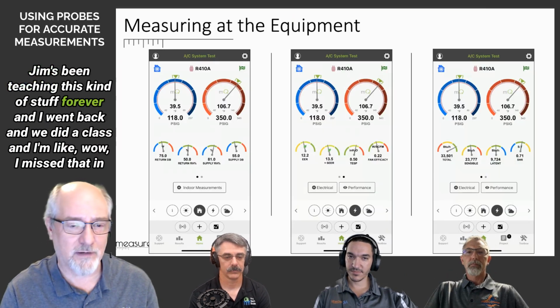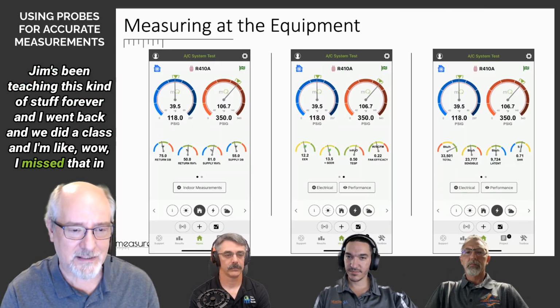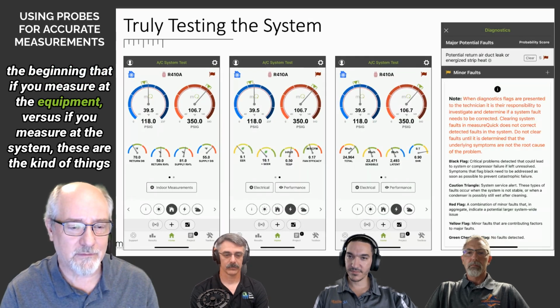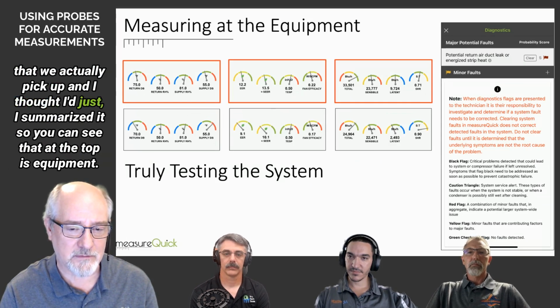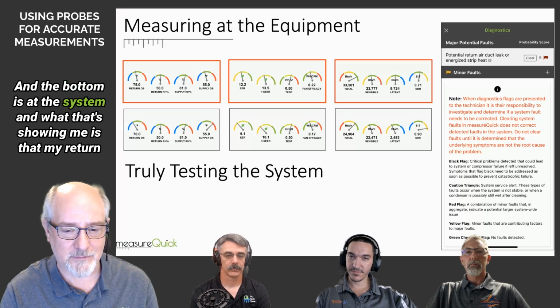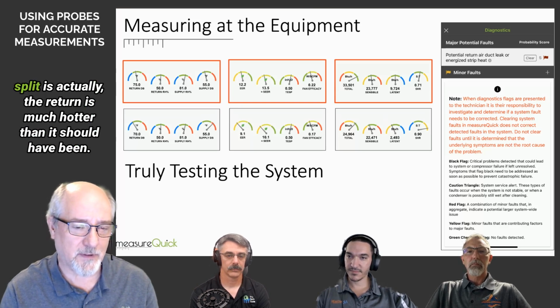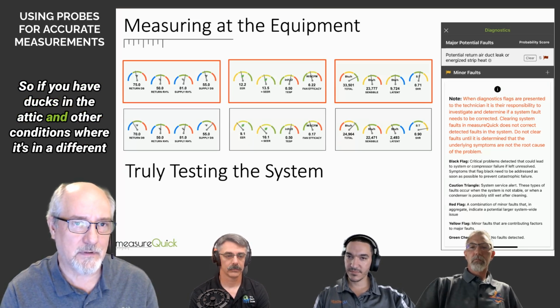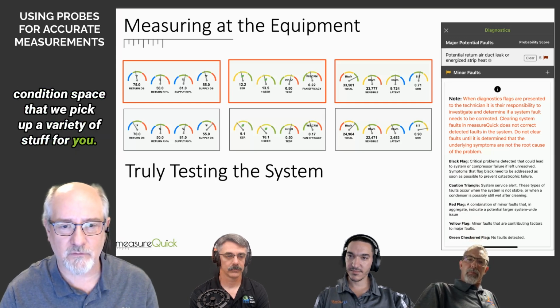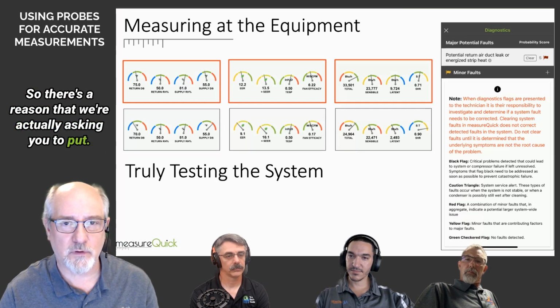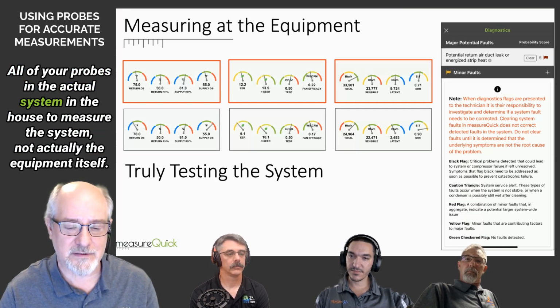Jim's been teaching this kind of stuff forever, and I went back and we did a class, and I'm like, wow, I missed that in the beginning: if you measure at the equipment versus if you measure at the system, these are the kinds of things we actually pick up. I summarized it so you can see that at the top is equipment and the bottom is at the system. What that's showing me is that my return split is actually much hotter than it should have been. So if you have ducts in the attic and other conditions where it's in a different condition space, we pick up a variety of stuff for you. So there's a reason we're asking you to put all of your probes in the actual system in the house to measure the system, not actually the equipment itself.